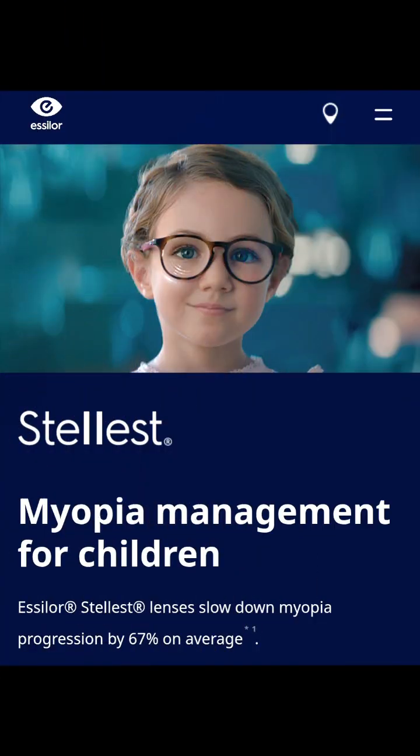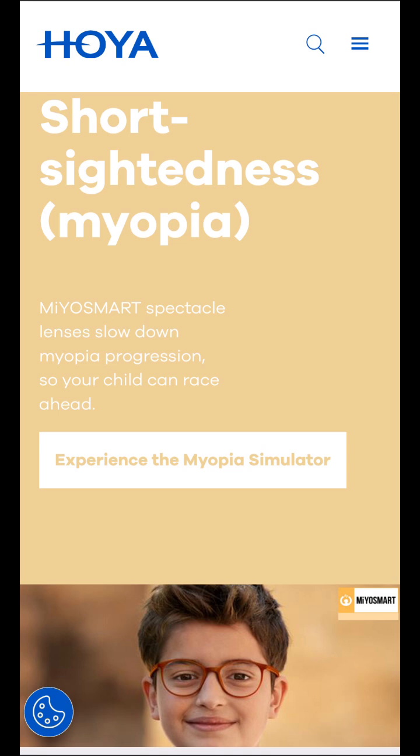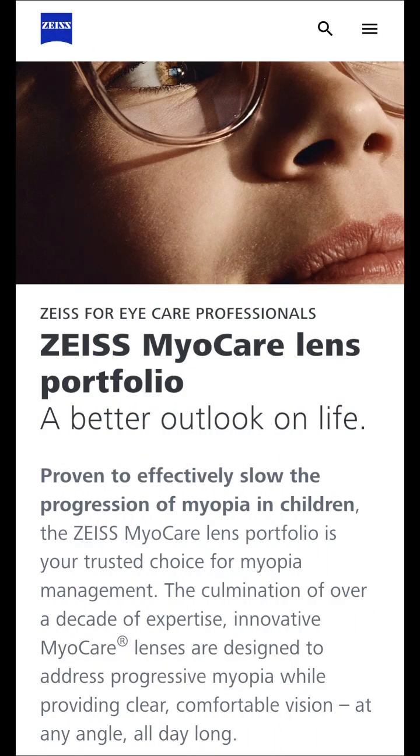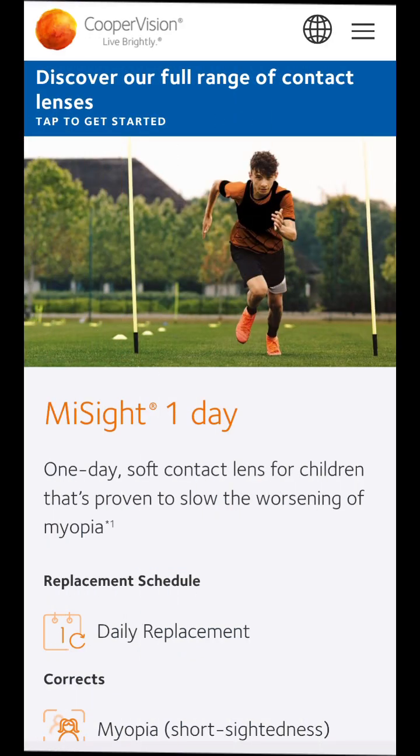So there are several spectacle lenses on the market, as you can see here, from different manufacturers, all helping to slow down the progression of the prescription if it's changing too quickly. They promise around about 67% effectivity. There are also contact lenses available doing exactly the same thing.